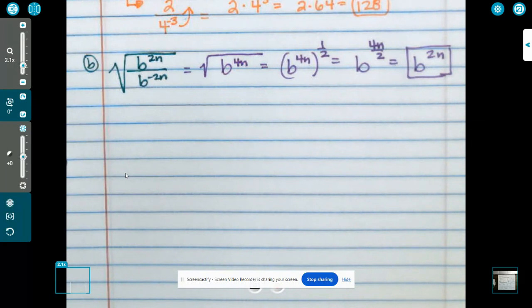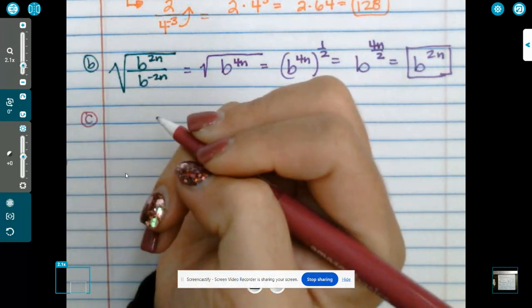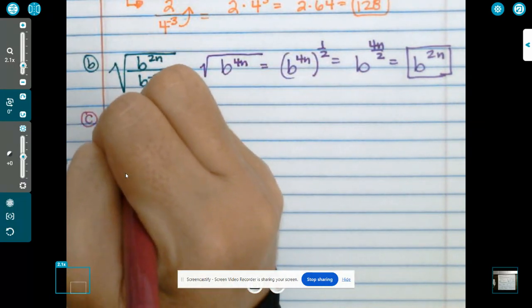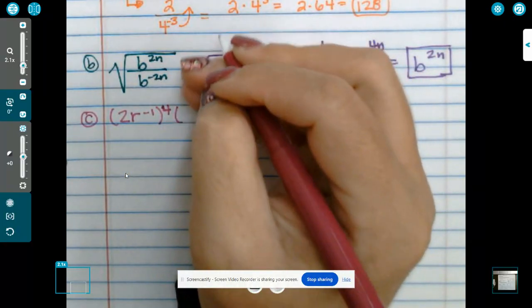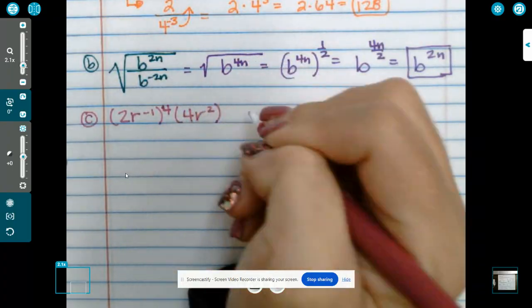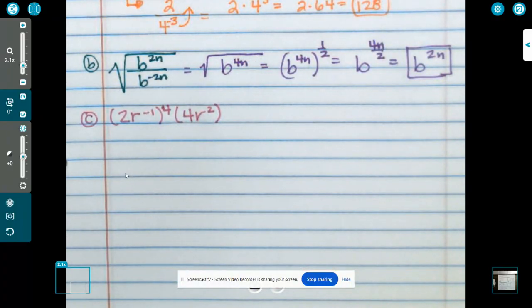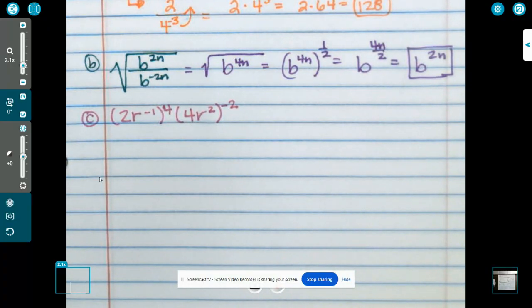Letter C. Let's do 2r to the negative 1 to the 4th times 4r squared. Let's see, what exponent do I want to put there? Negative 2. Okay, there we go. So let's just get rolling, straight into it.